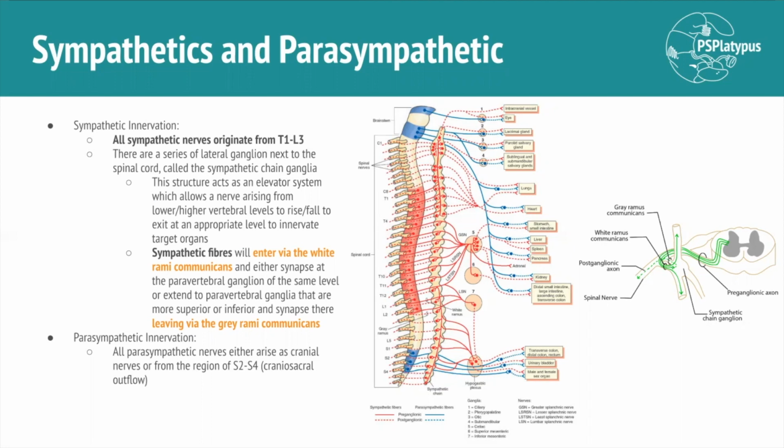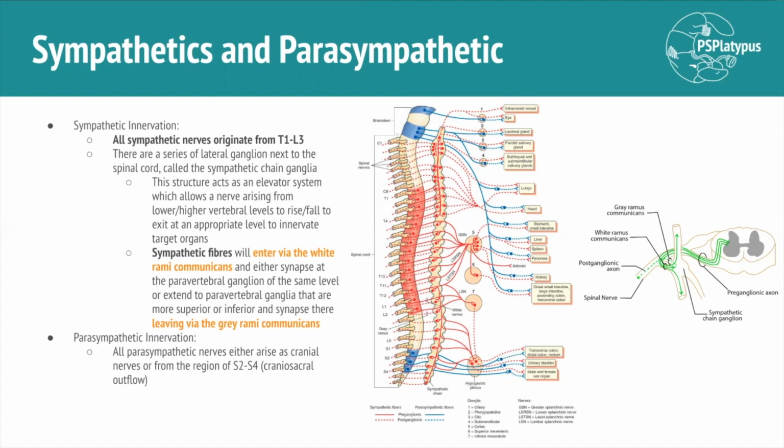So in terms of sympathetic innervation, all sympathetic nerves originate from T1 to L3 as indicated by the red in our image to the right. There are a series of lateral ganglions next to the spinal cord called the sympathetic chain ganglia, or in this image, the sympathetic chain. These act as a structure that forms an elevator system, which allows sympathetic nerves arriving at lower T levels or lower vertebral levels to rise or fall and exit to an appropriate level to innervate target organs.